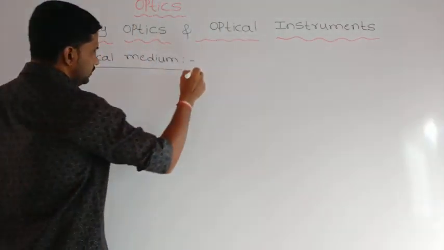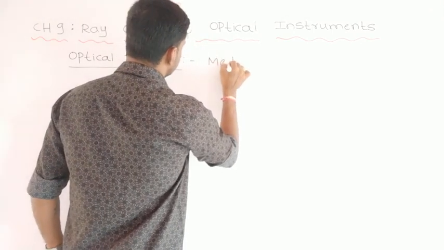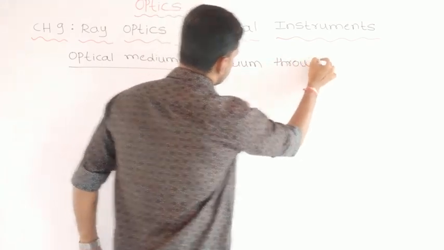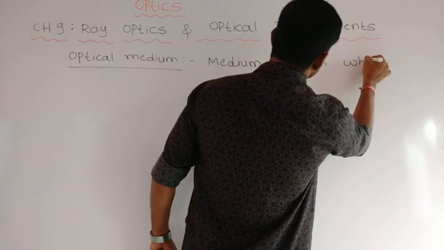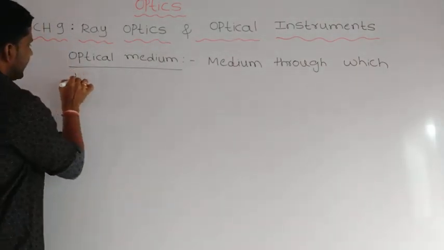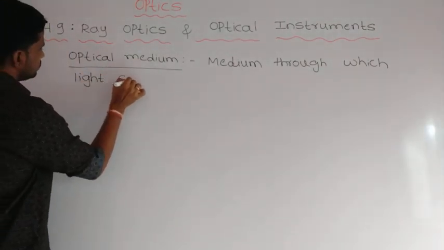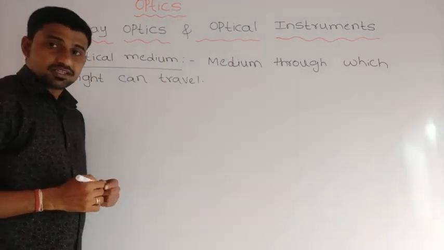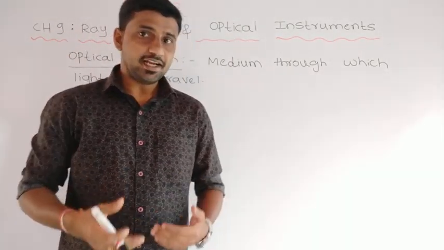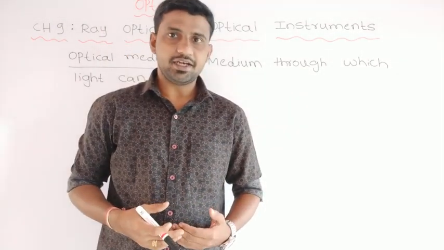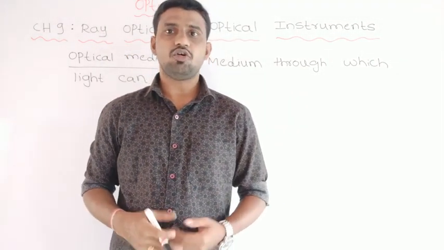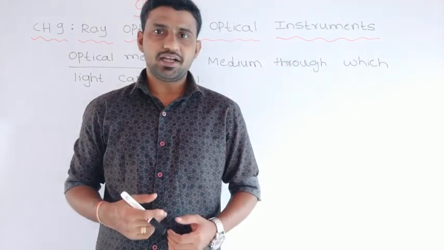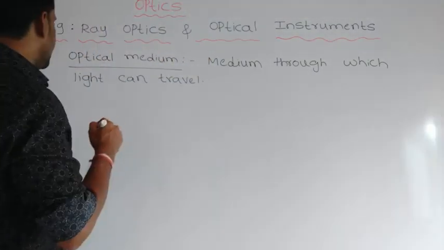Optical medium is nothing but the medium through which light can travel. That means if the light moves in any medium or light can travel in any medium, then that type of medium is called an optical medium. In the case of optical medium, there are two types of optical mediums. The first one is isotropic medium.